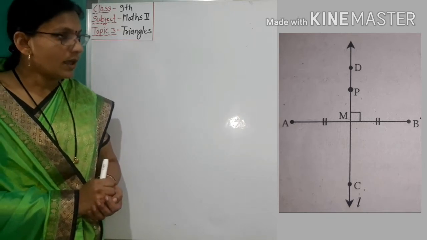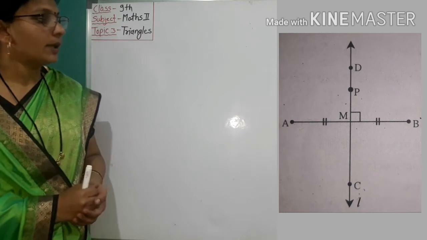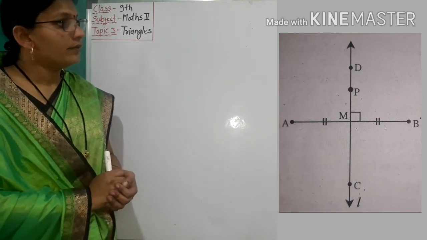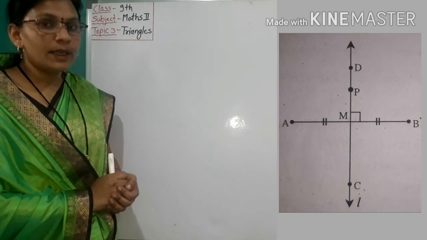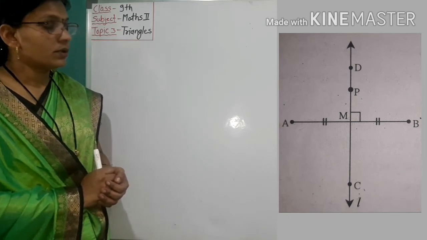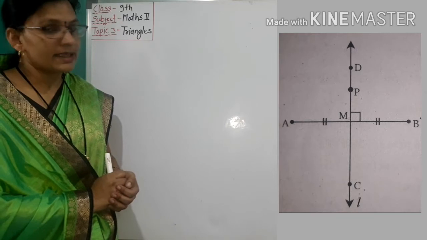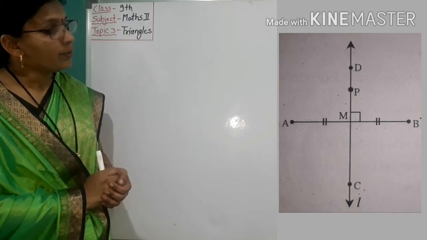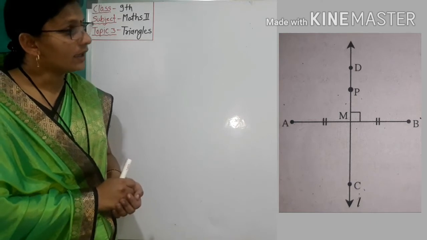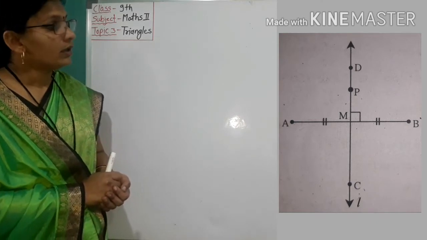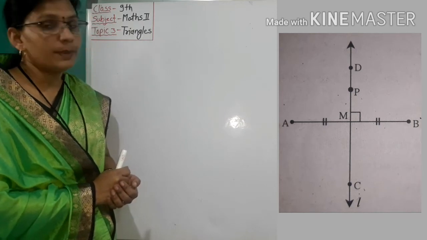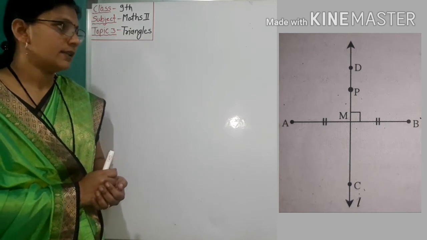A segment AB is drawn, and point M is the midpoint of segment AB. I draw a line L which is perpendicular to segment AB at point M. So this line L is the perpendicular bisector of segment AB. Take any point P on this line L and compare AP and BP by using a divider.